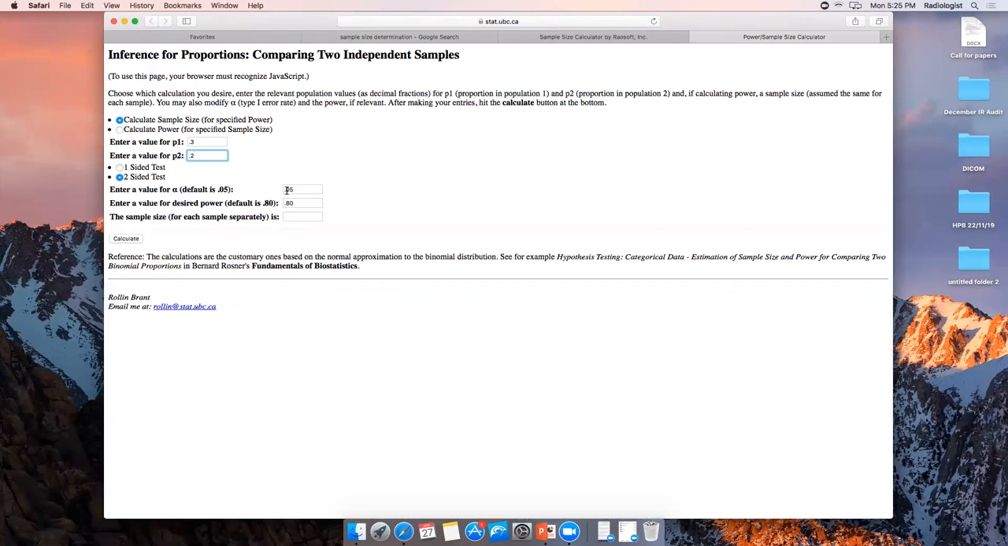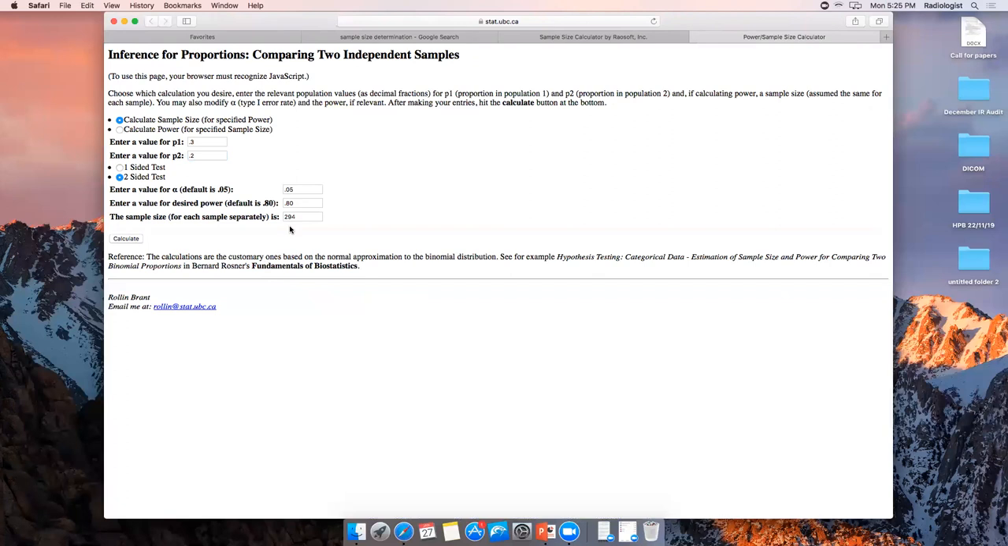We want our error to be 5%, and we want our study to be powerful enough to have an 80% chance to pick up a difference, if a difference exists between boys and girls on this proportion. You notice all of the sites will say default is this, because they know that's the generally accepted. We then hit calculate, and it tells me that in order to do this study, I need to study 294 boys and 294 girls in order to pick up a 10% gap.